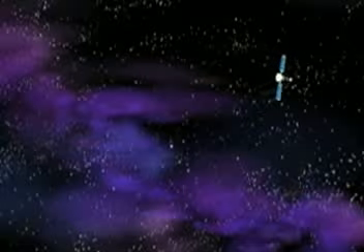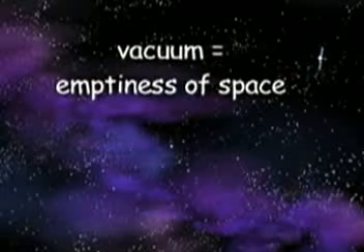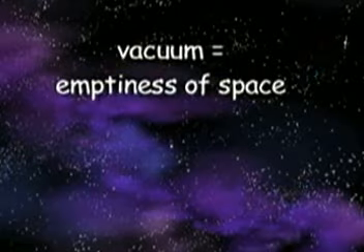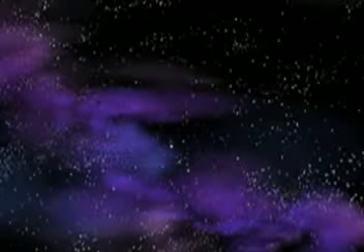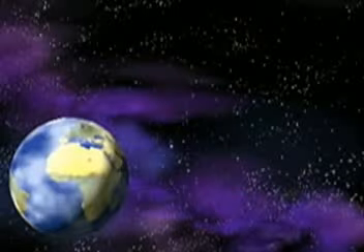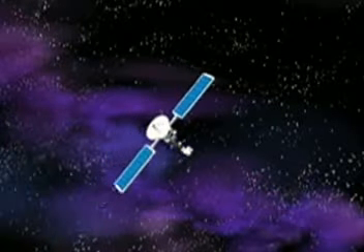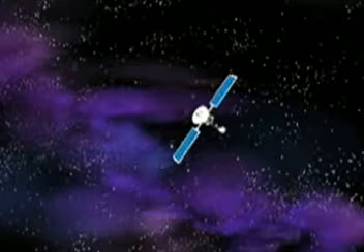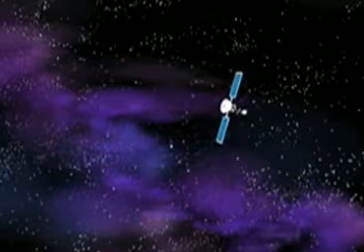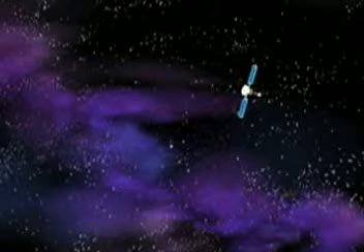Because there is little matter in the vacuum or emptiness of space, there is nothing to slow the vehicle down. Once the craft is away from Earth's atmosphere and its gravitational pull, the engines can be turned off. It will continue at a constant speed and in a straight path. Only if the engine is fired again will the craft be able to change speed and direction.